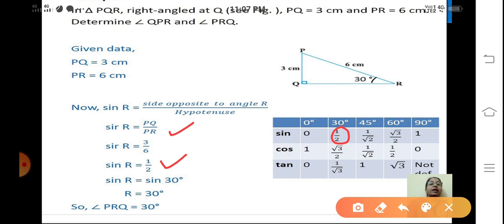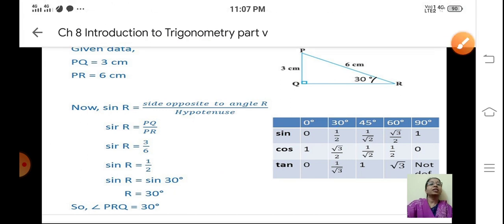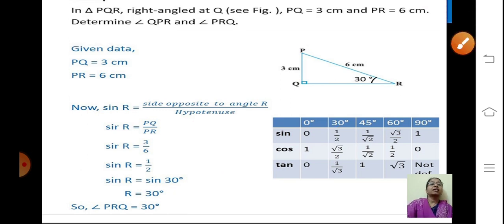So that means sine of angle R, this 1 upon 2 you can write as sine 30, because sine 30 has value 1 by 2. So now you compare this, you will get angle R is equal to 30 degree. So angle R is 30 degree. Okay. Now it's a right angle triangle with vertex Q equal to 90 degree. Now the remaining third angle you can find out very easily by using angle sum property of a triangle.